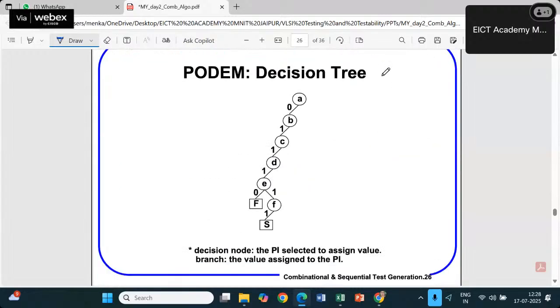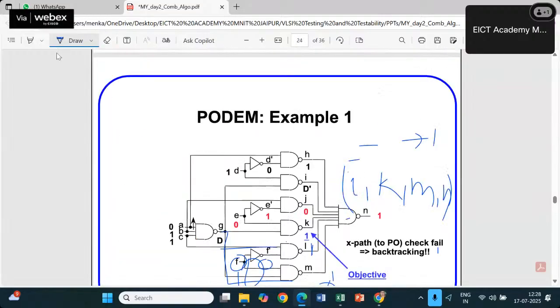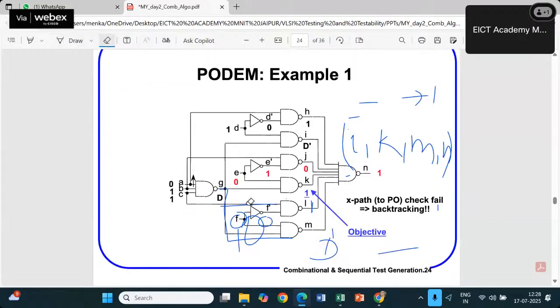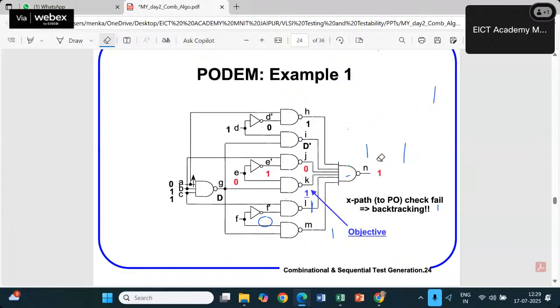So what will be the decision tree? First of all, you are activating the fault. This is the fault activation, right? Fault activation is something you can do from the path orientation itself. Anyway, fault activation is a must because the fault has to propagate to the output, and then we will be targeting the goal. So let me tell you how goal 1 is set.